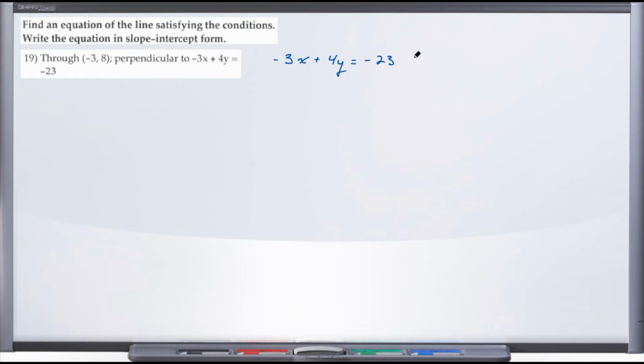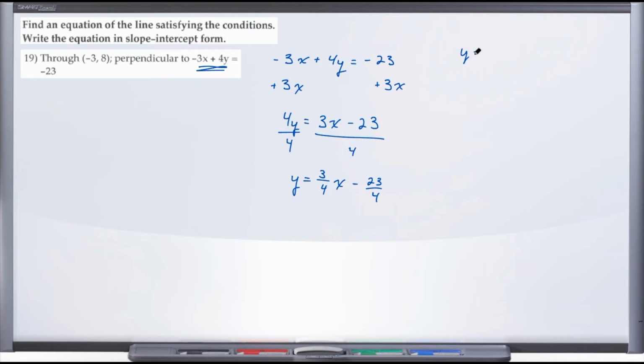And so let's go ahead and do that. To find the slope, we're going to add 3x to both sides. That's going to leave us with 4y equals 3x minus 23. And then we'll divide by 4 on both sides. And so now we have y equals 3 over 4x minus 23 over 4. Again, we want to put the equation that they give us into y equals mx plus b, slope-intercept form, because in this form, our m is the slope. And so when it's in this form, we can clearly identify what the slope is.